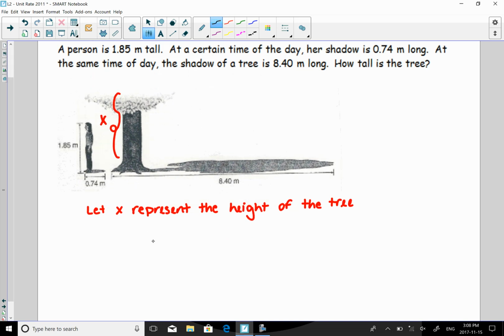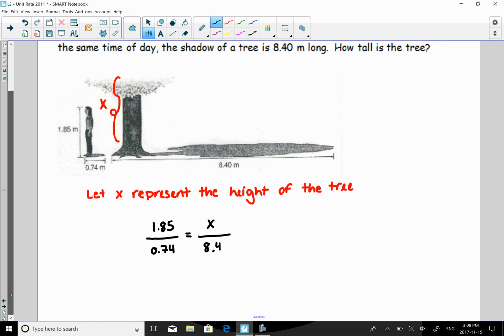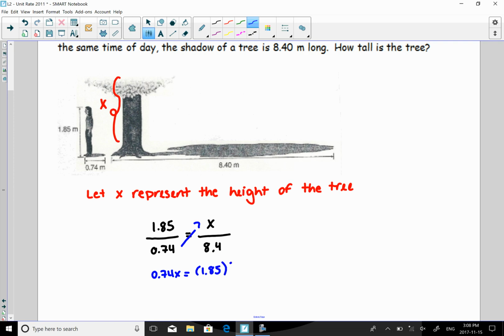So 1.85 is the person's height, and this is the shadow. So to line those up, the tree is like the person, it's the object, and the shadow of the tree is 8.4. Once I have two ratios with one unknown, I can just cross multiply. 0.74x equals 1.85 times 8.4. 0.74x is 15.54.